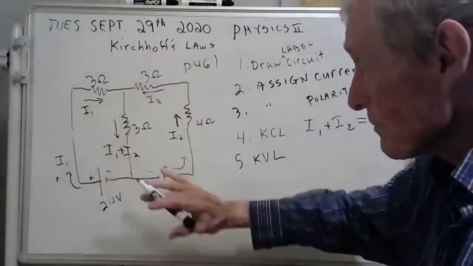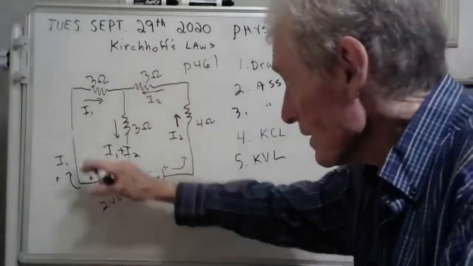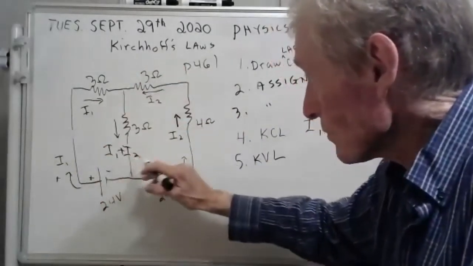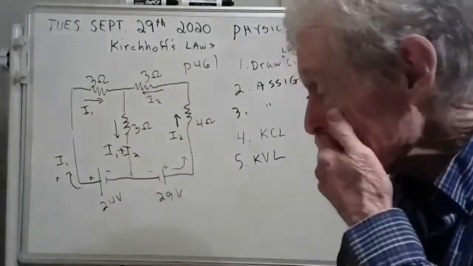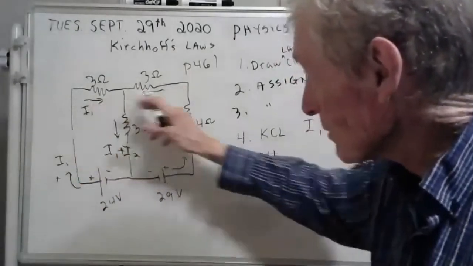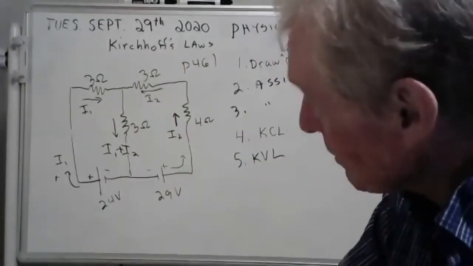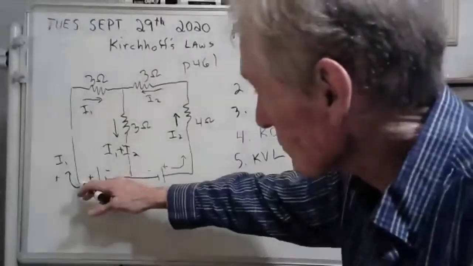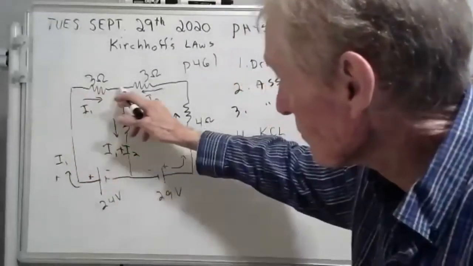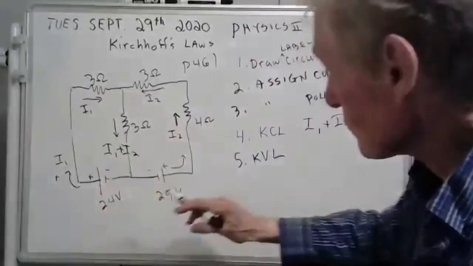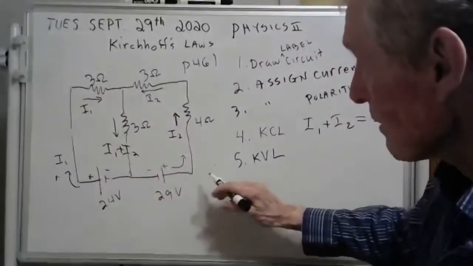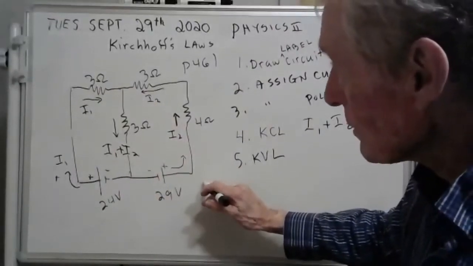Kirchhoff always works. And here's what you do. You just start at any place you want and go around a loop. There's two loops here. Or you could consider one great big loop. But you only need two equations because there's two unknowns. But traditionally, I'll just start here, and I'll go around this loop here. And here goes. We're going to write it. This is step 5.